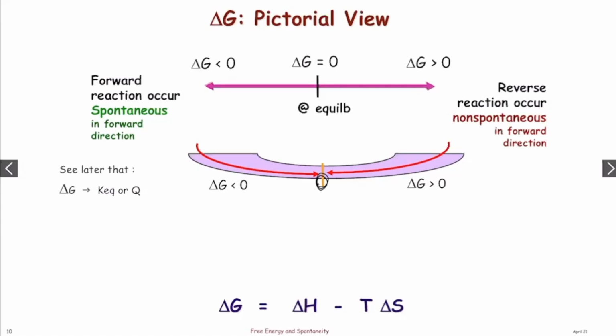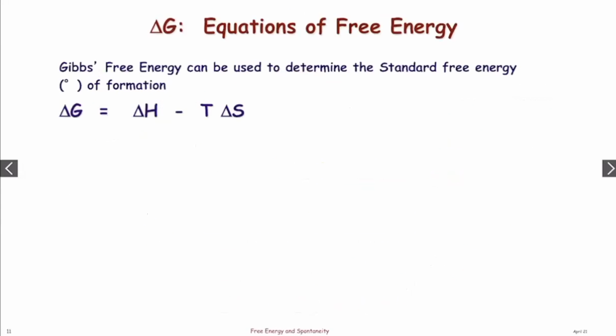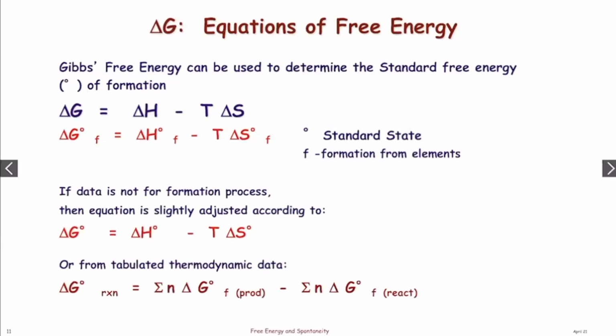This is the equation that relates free energy, which is related to the entropy of the universe, to the enthalpy and the entropy for a system. Now I want to move forward. You can calculate free energy either through delta H minus T delta S, or you can do products minus reactants. There are two ways of calculating free energy. In fact, there are more than two ways, because free energy is so important.